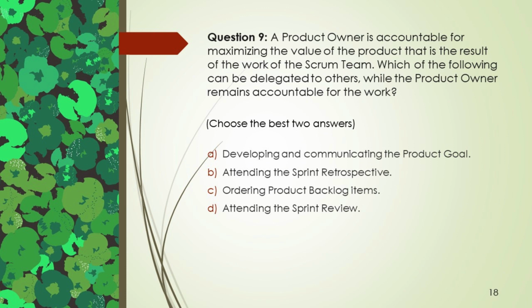Question 9. A product owner is accountable for maximizing the value of the product that is the result of the work of the Scrum team. Which of the following can be delegated to others, while the product owner remains accountable for the work? Choose the best two answers. A. Developing and communicating the product goal. B. Attending the sprint retrospective. C. Ordering product backlog items. D. Attending the sprint review. Best answer: A and C. Sprint review and retrospective are events.